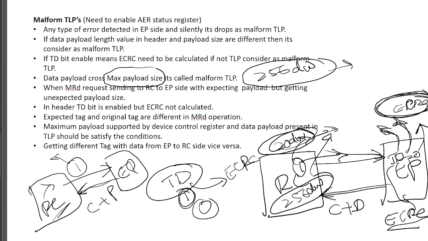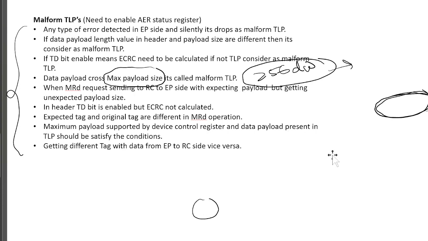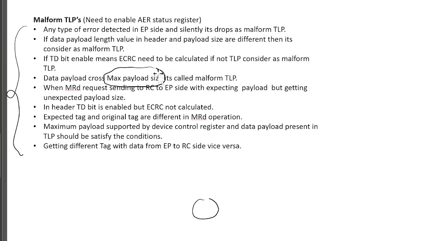Maximum payload size and tag related errors. These are the scenarios I covered to help you understand how a malformed TLP is generated. Malformed TLP is a very important topic for enabling the advanced error reporting mechanism. In this video I covered most of the things related to malformed TLP. We have to try to reduce these malformed TLPs to improve bandwidth. So in this video, I explained malformed TLP.